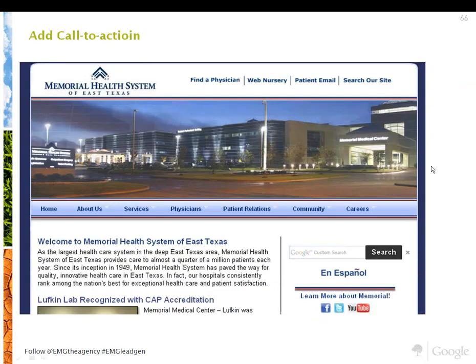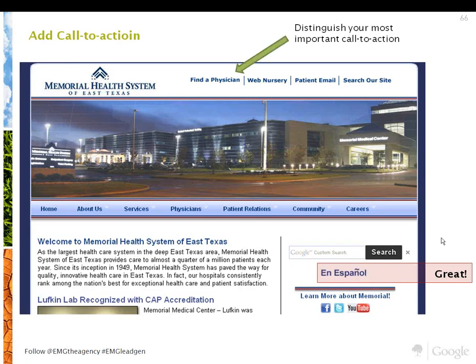And then we also noticed that the website, like many of the sites we've seen, doesn't have a clear call to action. All their navigation items kind of look the same, and it's great that there's a top level navigation, so there's multiple levels, but we want to make sure that people know what to do. We did notice something great here, which is that there's an ability for them to convert this site into Spanish, so that's great. But I think that if you identify maybe finding a physician as your main call to action, you want to distinguish it maybe with a different color button.